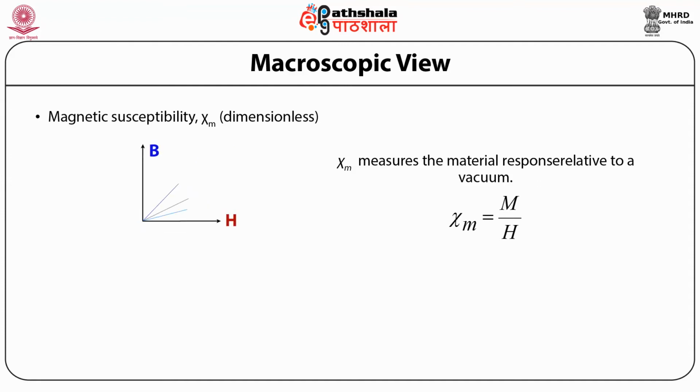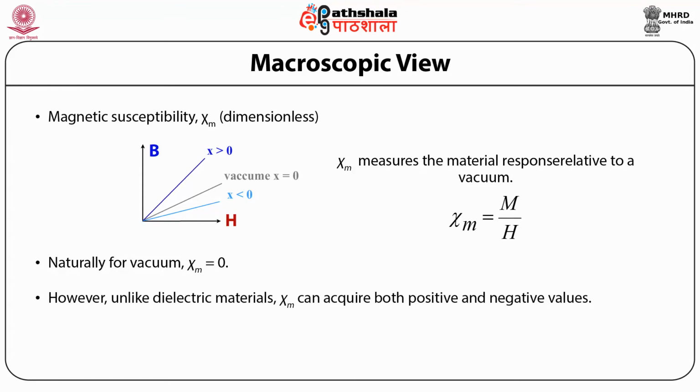So you can see the figure on the left hand side showing the variation of susceptibility due to which the materials also change. For the materials where the susceptibility is greater than 0, these are ferromagnetic materials, and the examples are iron oxide, nickel iron oxide, and so on. Naturally, for vacuum, eta is 0, and however, unlike dielectric materials, eta m can acquire both positive and negative values.